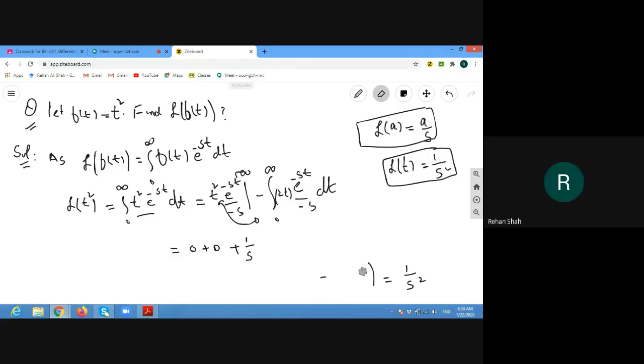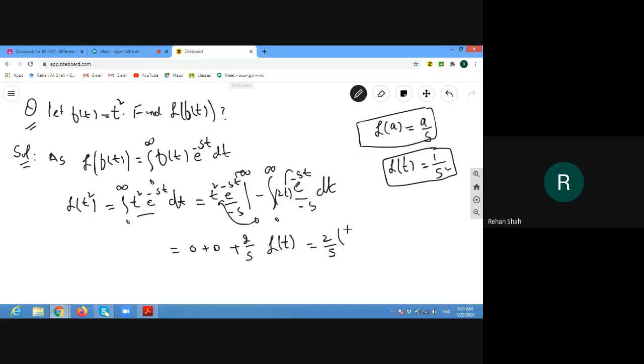Yes, sir. Okay. So what is this? If you take common this 2 over s, this will give you t into e power minus st. So what is t into e power minus st? This is Laplace of t actually. If you take common this 2 over s, you will get t e power minus st from 0 to infinity. But this is Laplace of t. So this is 2 over s.